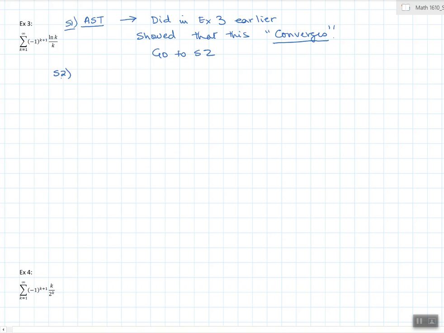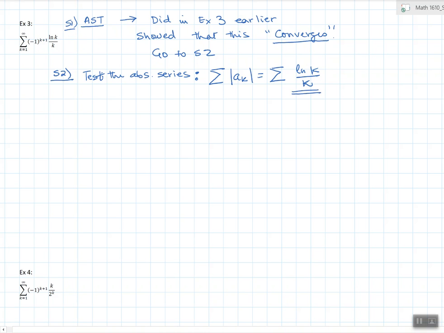So we go to step 2. In step 2, we're going to take the absolute series and test it for convergence. So we're going to test the absolute series. So what is the absolute series? It is summation ln k over k.